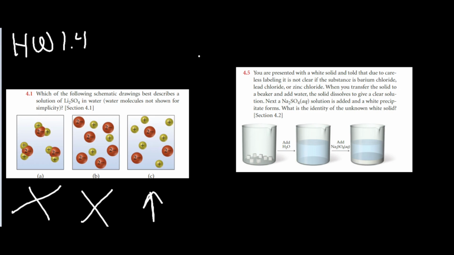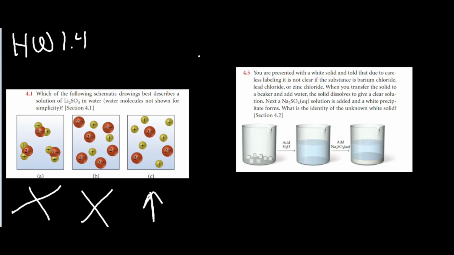So for number 1, it's asking, which of the following schematic drawings best describes a solution of lithium sulfate? Lithium sulfate is an ionic compound, and ionic compounds generally, not always, but in this situation, will dissociate into ions. It will dissociate into 2 lithium ions and 1 sulfate ion, because there are 2 lithiums and 1 sulfate. So A and B are wrong, because we don't see a 2-to-1 ratio of positive to negative charges, which is happening in C. C has 2 positive charges for every 1 negative charge, which corresponds to the formula.